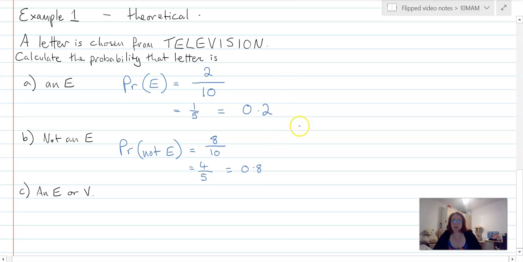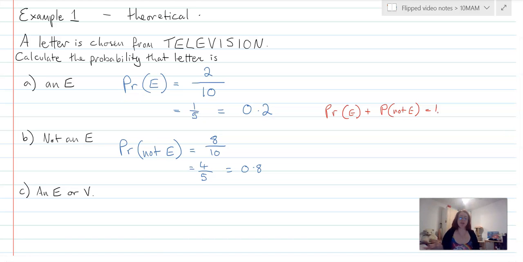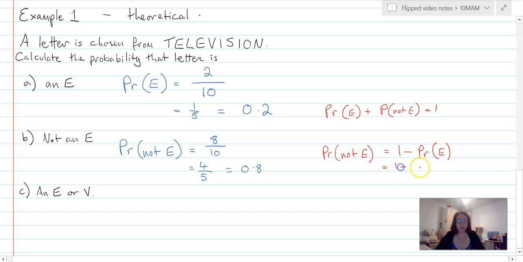Now what you'll notice is that the probability of E plus the probability of not E is going to be 1, which means that when you put them together, it's a certain event because we've now talked about every letter. So a quick way of working out the probability of not something, right? The probability of not E, we can say that it's 1 minus the probability of E. So that would be 1 minus 0.2, which is 0.8. So if you already know the probability of something and you want to know the probability of it not being that thing, that's a quick way to do it.